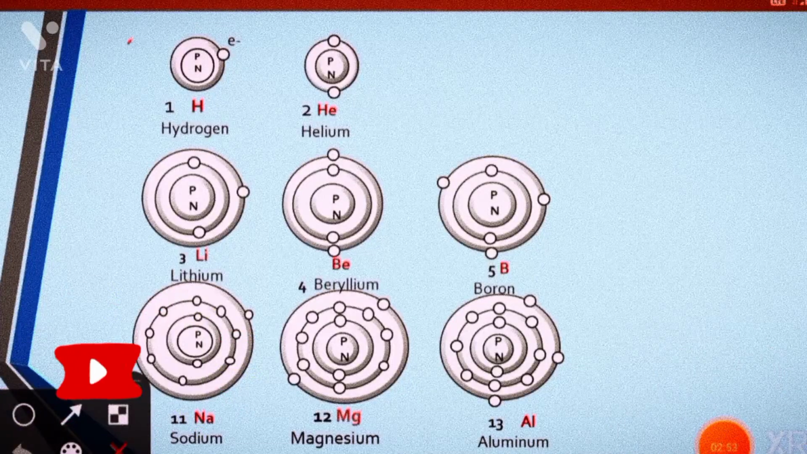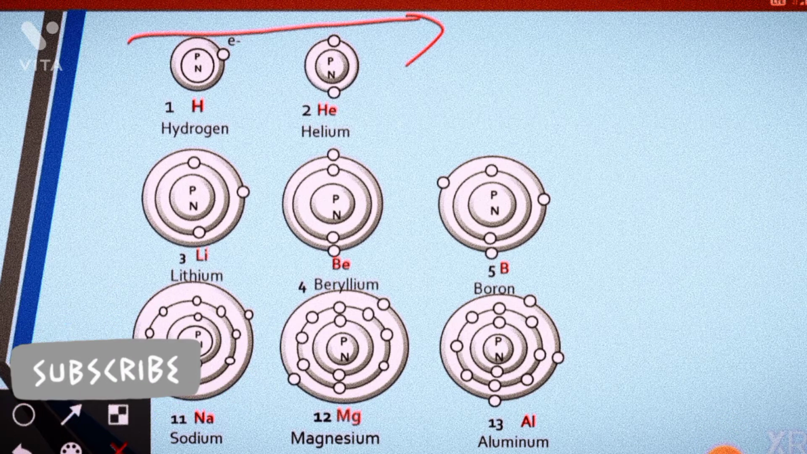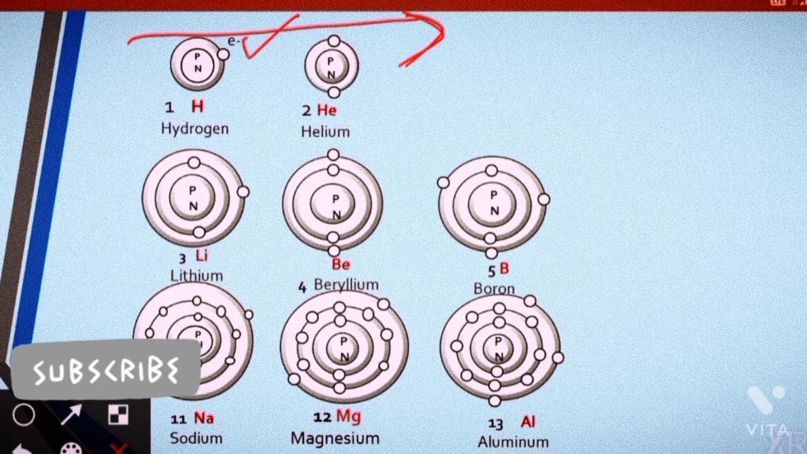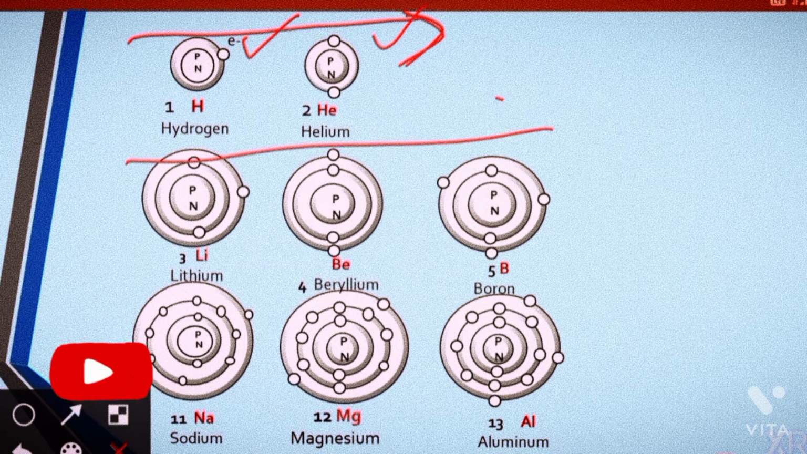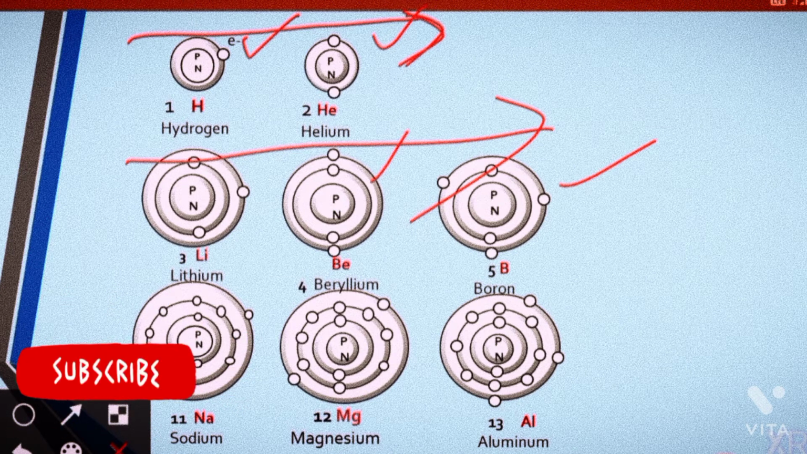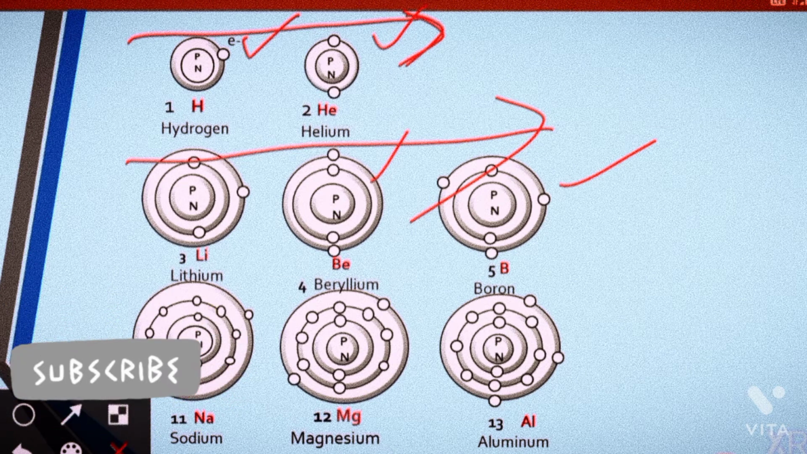Now when we move left to right, the number of electrons in the outermost shell is increasing. In the case of hydrogen, only one electron in the outermost shell. In helium, 2 electrons. Same if we go in the second period, lithium has 1 electron in the outermost shell, beryllium has 2, boron has 3. So when we move left to right, the number of electrons in the outermost shell is increasing.